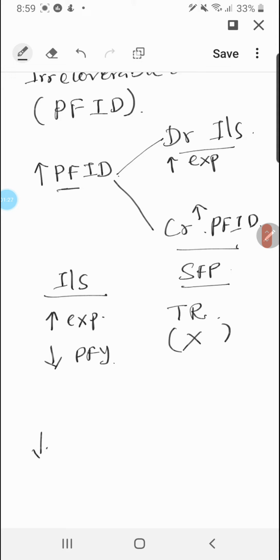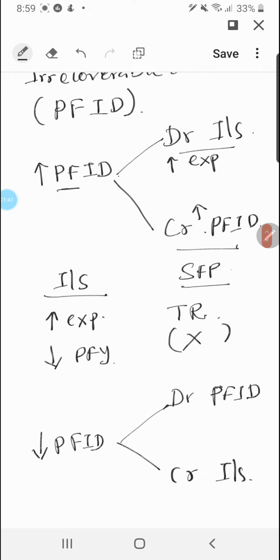Suppose there is a reduction in provision for irrecoverable debts: debit provision for irrecoverable debt account and credit income statement. So here it will increase the value of other income.